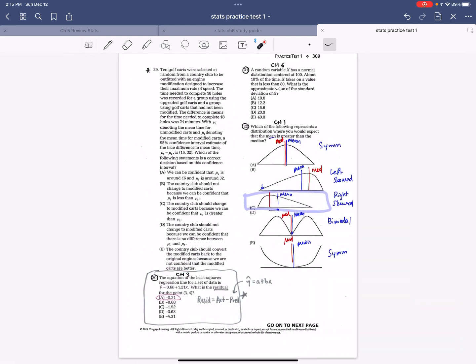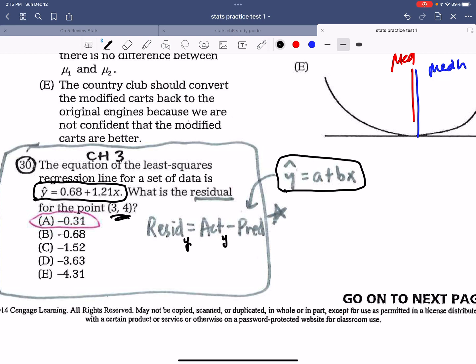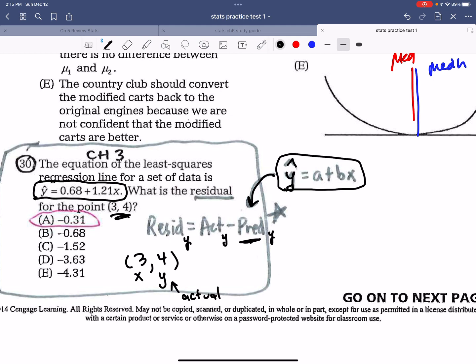So we go to question number 30. We see it says the equation of the least squares regression line. So here's another least squares regression line. What is the residual for 3, 4? So we notice that this is our line of best fit, right? And the residual is how far off the actual Y is from the predicted Y. So if we look at a coordinate here, this is our X value and this is our actual Y value. And the predicted value is what comes out when we figure out where the line of best fit would predict it would go.